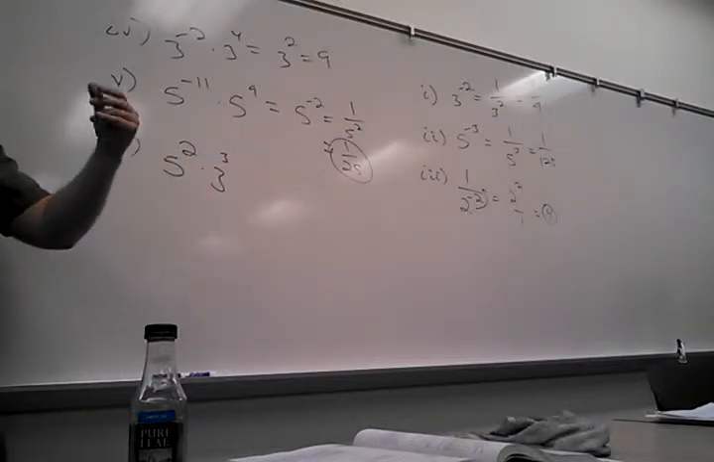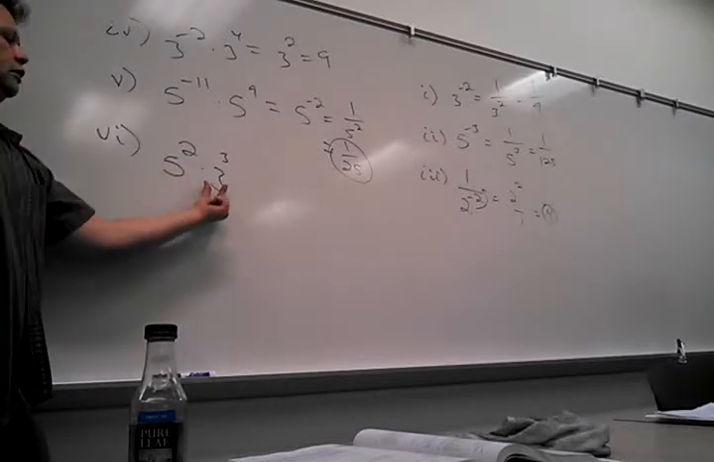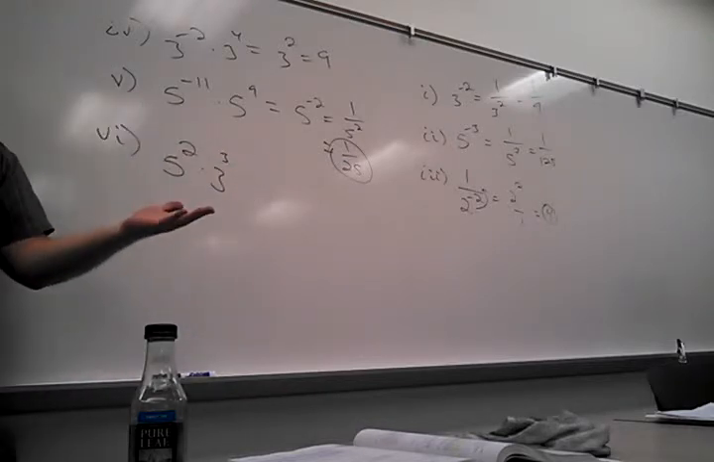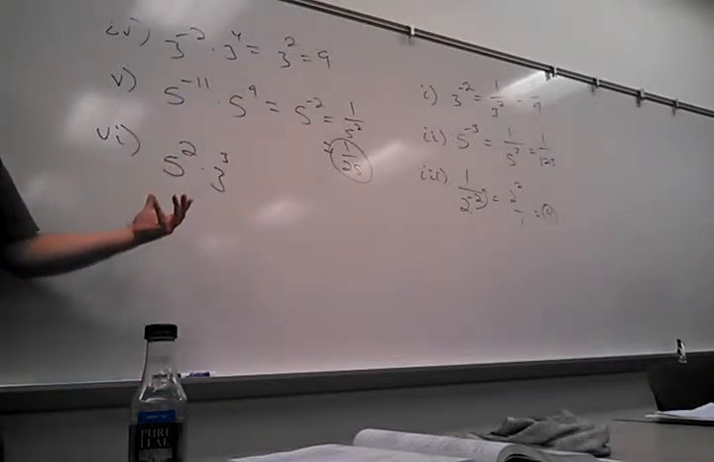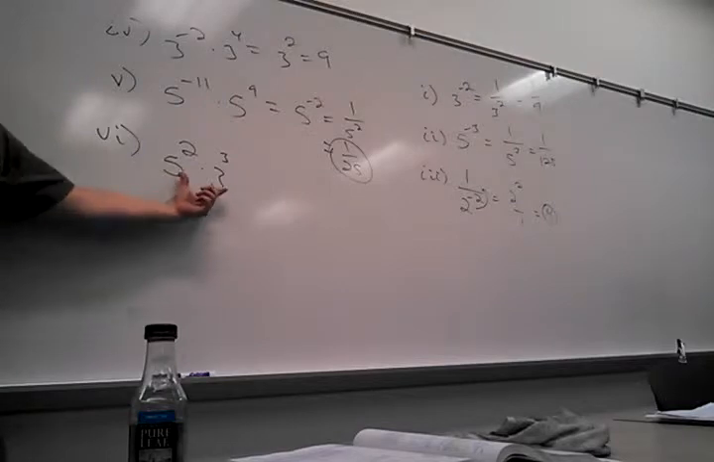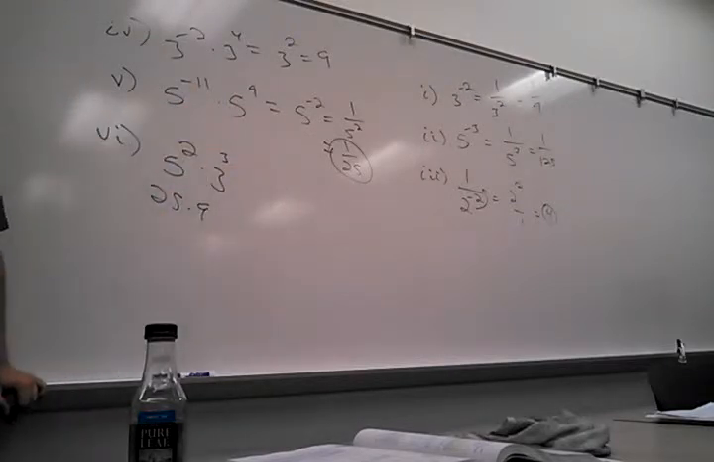Because what's the whole idea? The power consolidates how many of each. So I got 2 5s and I got 3 3s. I can't put that together. You can say I got 5 numbers, but I need to be more specific than that. So the only thing you could do is 25 times 9, and then work it out.